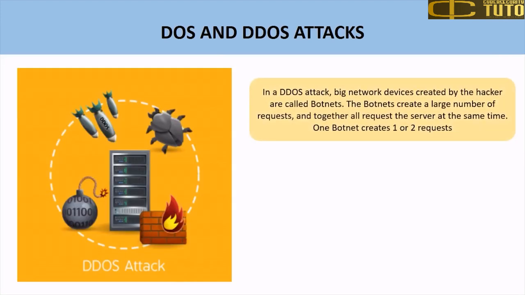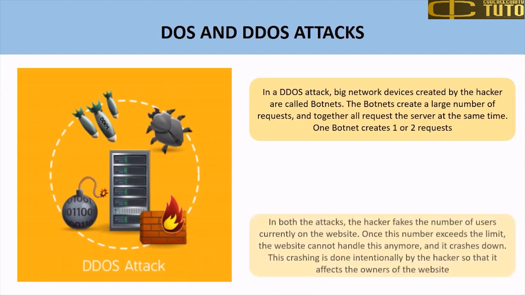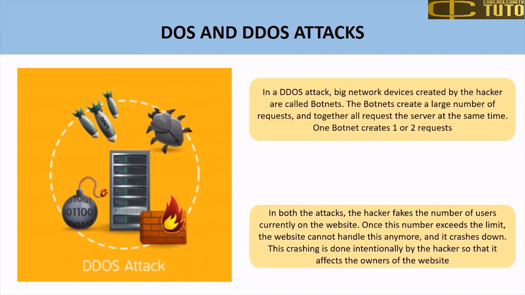In a DDoS attack, the big network of devices created by the hacker is called a botnet. The botnets create a large number of requests, and together all request the server at the same time. One botnet creates 1 or 2 requests. In both attacks, the hacker fakes the number of users currently on the website. Once this number exceeds the limit, the website cannot handle it anymore, and it crashes. This crashing is done intentionally by the hacker so that it affects the owners of the website.